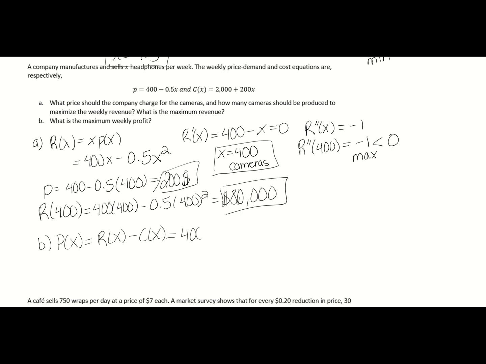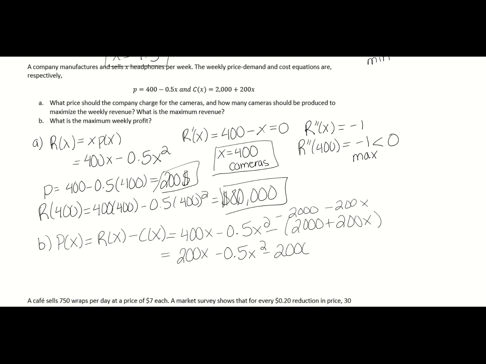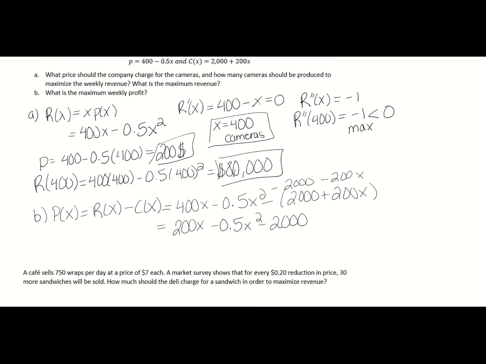So I have 400x minus 0.5x squared minus my cost, which was 2,000 plus 200x. I'll distribute the negative, so that will give me a negative 2,000 minus 200x. And when I combine like terms, that will give me 200x minus 0.5x squared minus 2,000. So I need to maximize this, which means I need to find the critical numbers.